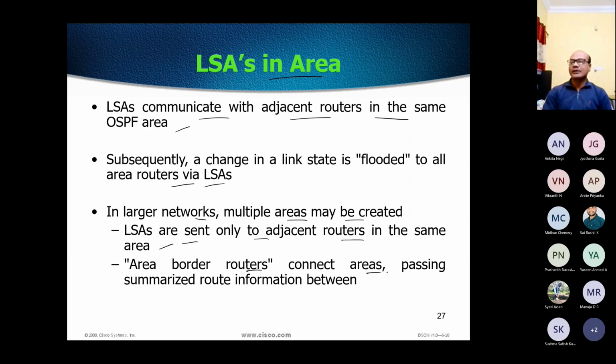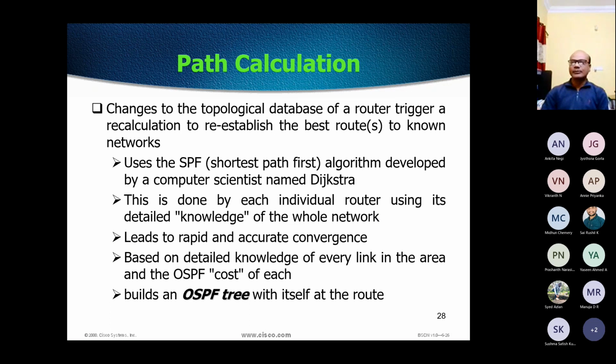The area border router connects the areas and passes summary routing information. Now, your path calculation: how does it determine the path? Changing the topology database of the router triggers a recalculation to establish the best route to the network. It uses an algorithm developed by a computer scientist named Dijkstra, the Dijkstra algorithm. This is the name of the person who gave us the Dijkstra algorithm.